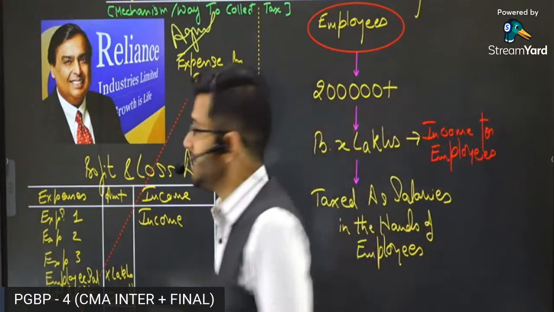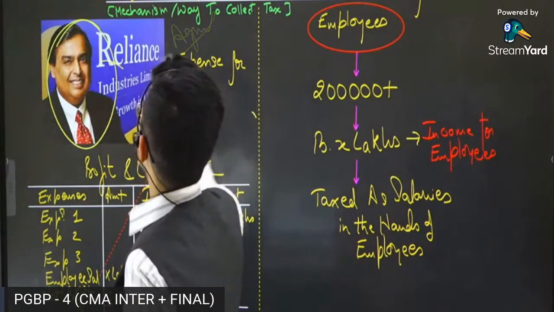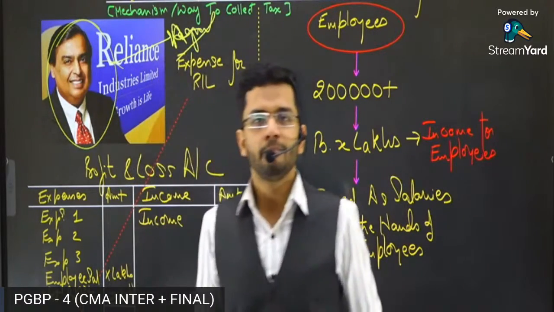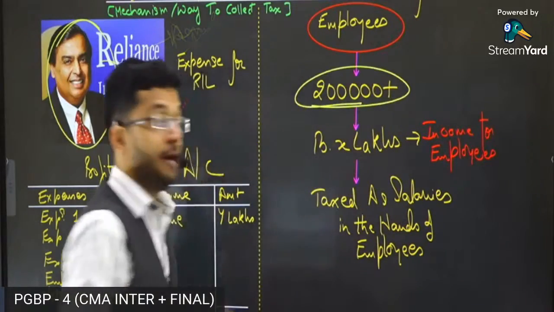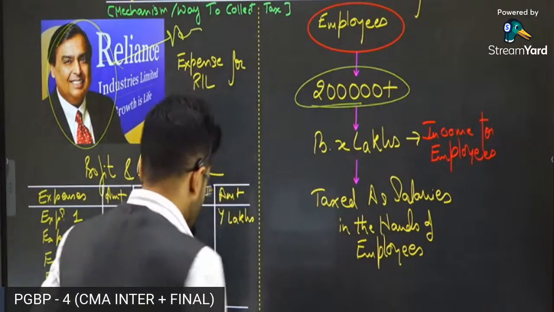Income Tax Act is saying, dear Mr. Mukesh Ambani, please you become our agent. You deduct taxes from the salaries you pay to your employees and pay to Government of India. I'll give you an example.